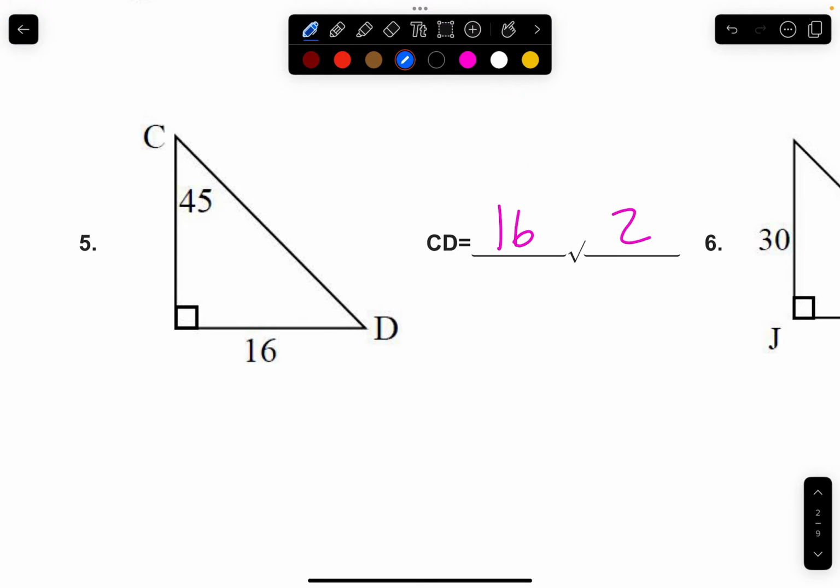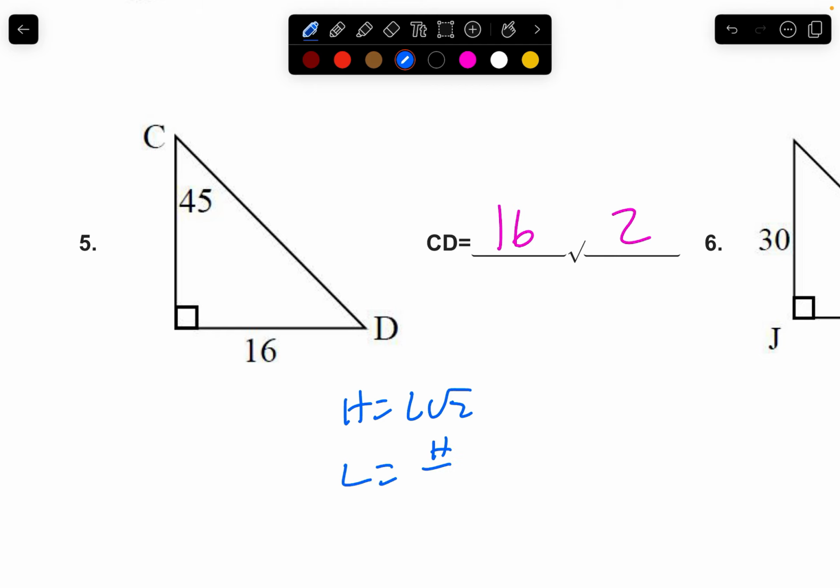45-45-90 rules. Here there's not a short leg. There's just a leg because they're equal. But the hypotenuse equals the leg times root 2. And the leg equals the hypotenuse divided by root 2. Those are the rules for 45-45-90s. So I have a leg. The other leg is going to be the same size, and the hypotenuse is going to be the leg times root 2.